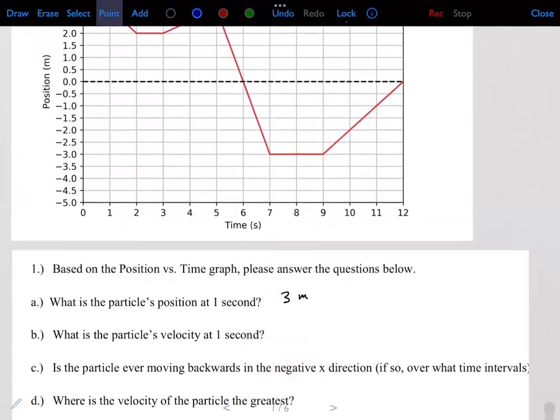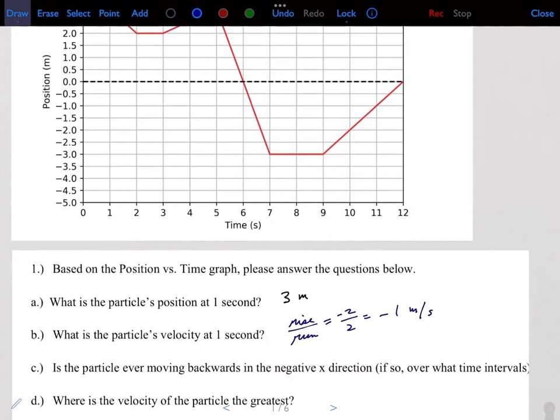So in this case, since the rise was -2 and the run was +2, then my velocity is going to be -1 meters per second right at that instant. And in fact, over the entire time period, it's also the same velocity because it's constant. Okay, what about the next question?